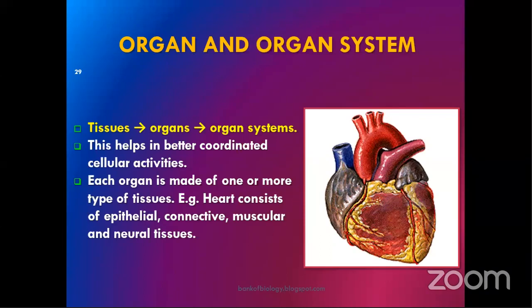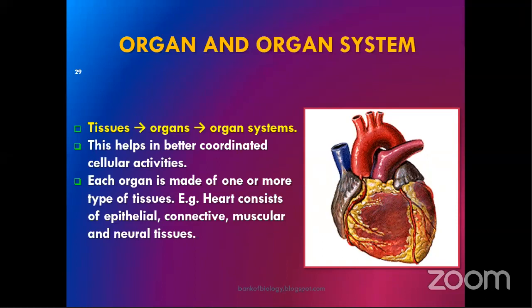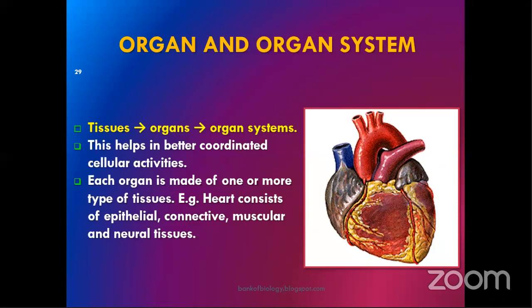So we'll go to the next one. Organs and organ system. Many different types of tissues come together to form an organ, and many organs together form the organ system. So all of them will work in a coordinated way in the individual.